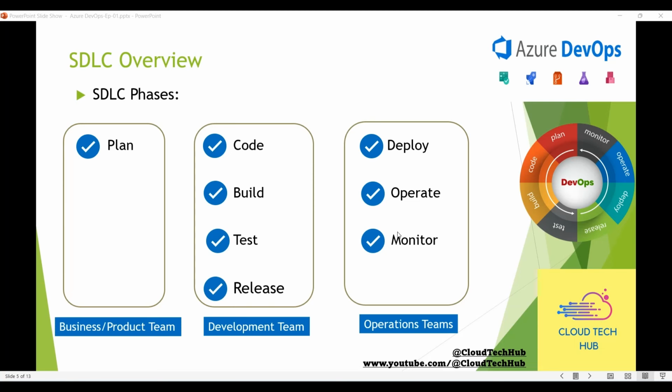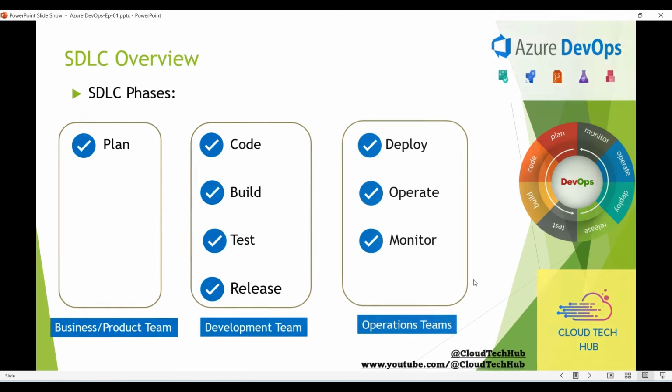We often see there are multiple teams working in an organization. Planning is the responsibility of the business or product team. Then the development team is responsible for coding, building, testing, and release. Then comes the operations team, which is responsible for deployment, operations, and monitoring of the software application.